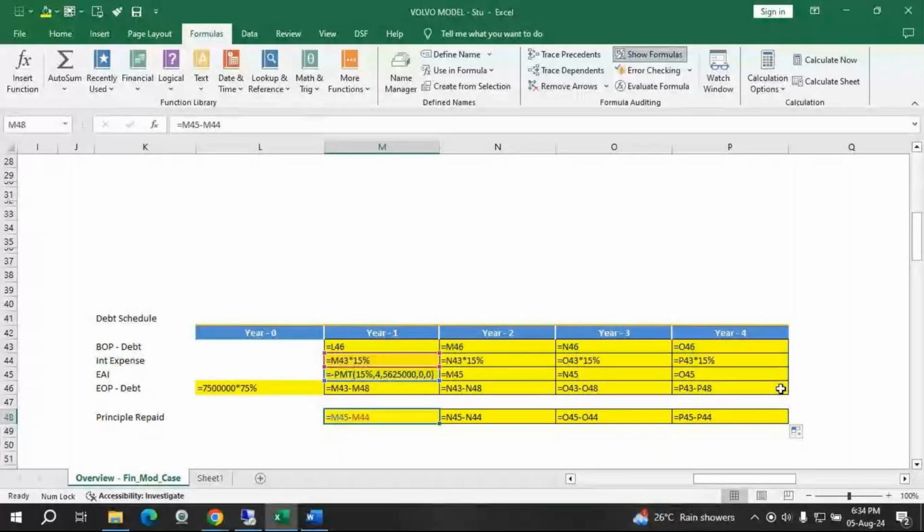So there might be slight variation in the values, not an issue. Ma'am, can you show the values?